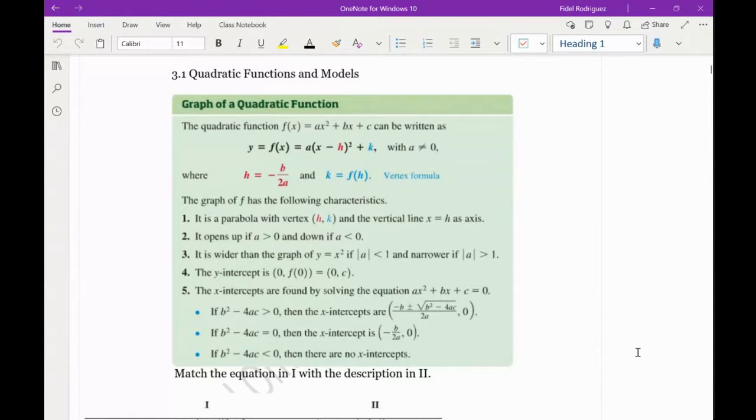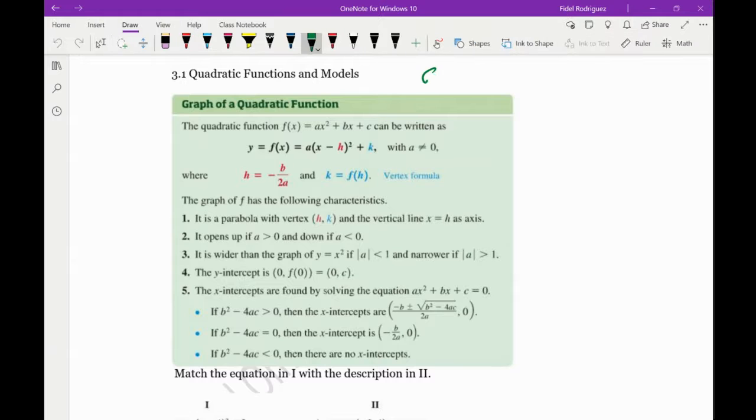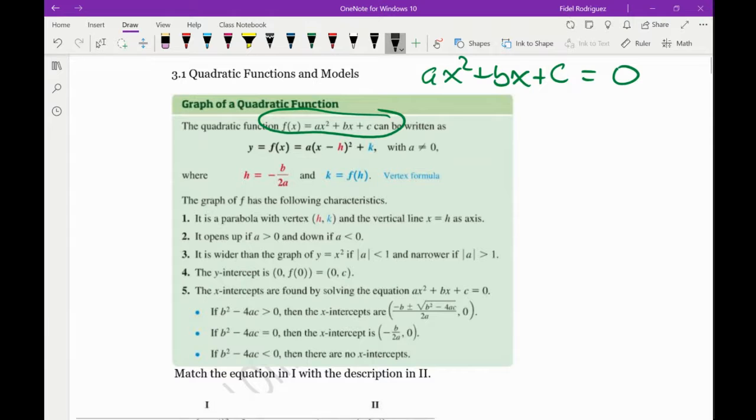Let me go ahead and get started with 3.1. What 3.1 talks about are these things called quadratic functions and models. Back in chapter 1, we were solving equations that looked like this: ax squared plus bx plus c equals 0, and we would use the quadratic formula and that kind of stuff. So here we have our quadratic function.